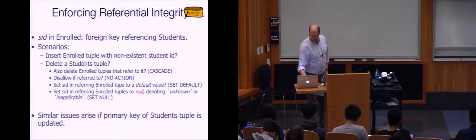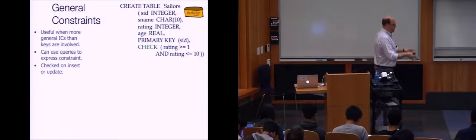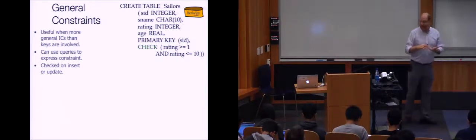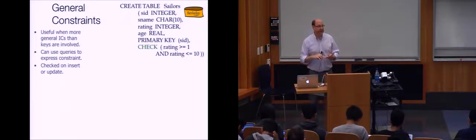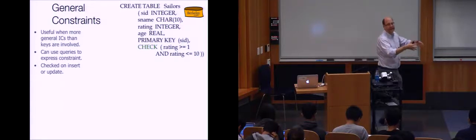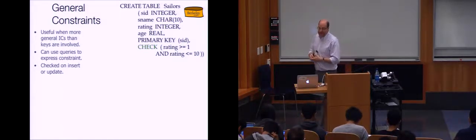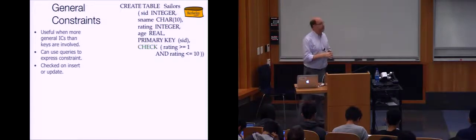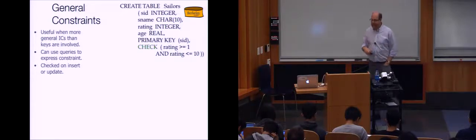Okay. All right. So we talked about domain constraints, basically just type definitions. We talked about keys and primary keys and foreign keys. And you can see we're putting semantics, we're putting meaning, into the database design, into the schema. So it turns out that SQL has some more general ways of adding constraints.